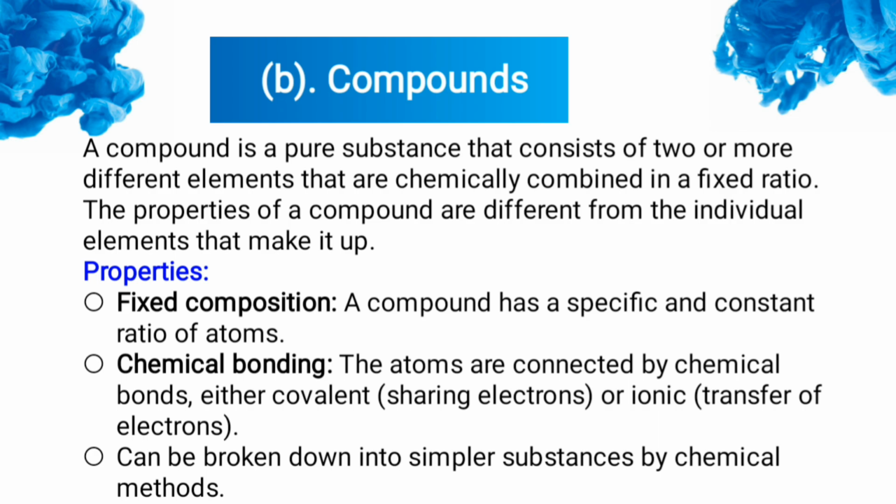Now, the properties of compounds. Compounds have a fixed composition. A compound has a specific and constant ratio of atoms. Chemical bonding: the atoms are connected by chemical bonds, either covalent, meaning sharing electrons, or ionic, meaning transfer of electrons. And a compound can be broken down into simpler substances by chemical methods.